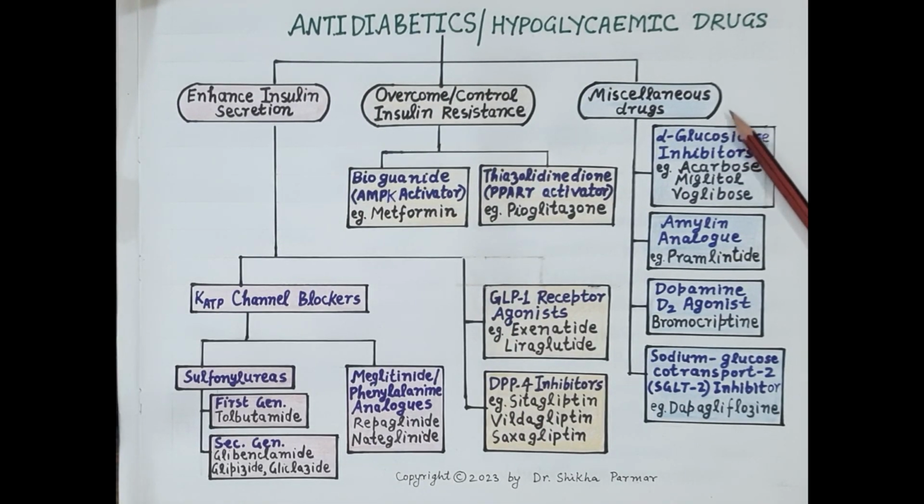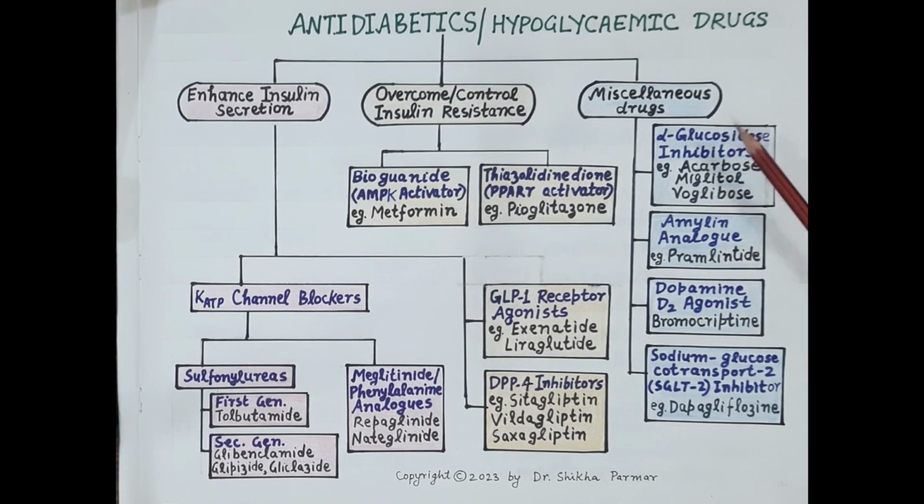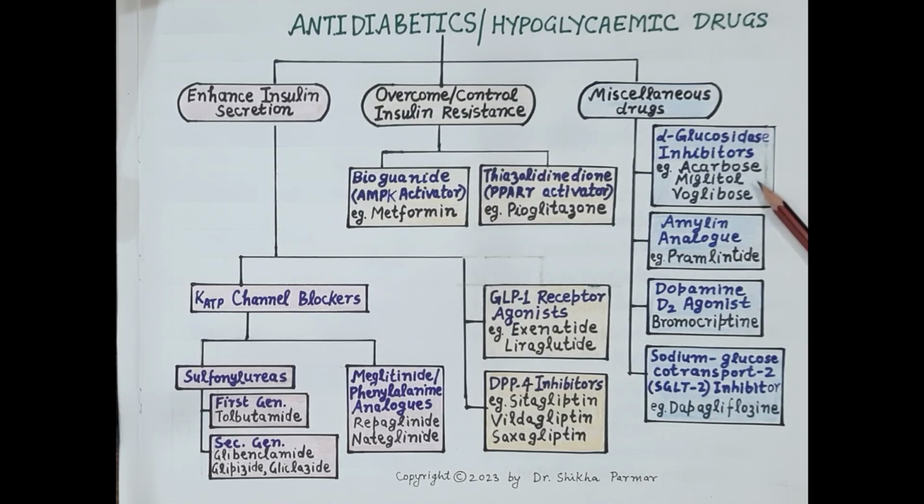Now, the third category of drugs are the miscellaneous drugs. Now, alpha-glucosidase inhibitors are the drugs that inhibit alpha-glucosidase enzyme. Now, alpha-glucosidase enzyme digests or breaks carbohydrates to glucose. Thus, inhibition of this enzyme reduces production and absorption of glucose in the blood. Now, acarbose is the most common and widely used alpha-glucosidase inhibitor.